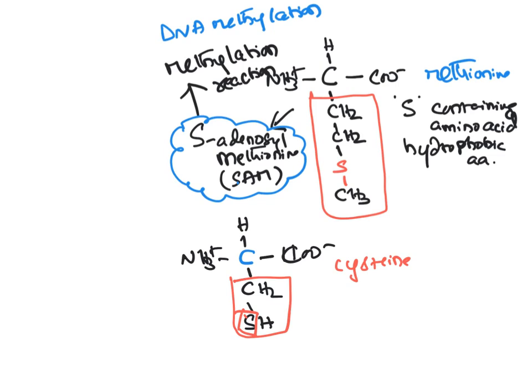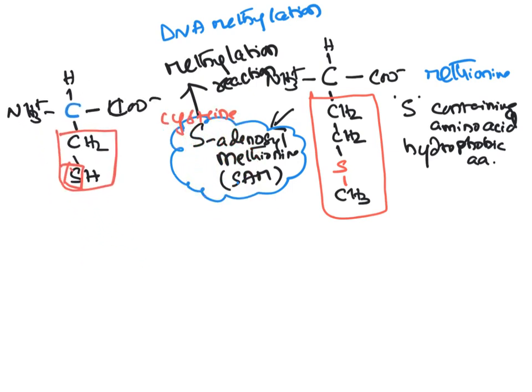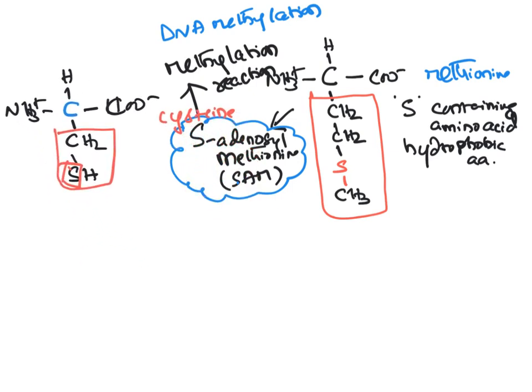It can interact with another cysteine molecule. Let's see how that happens. So let's move this cysteine down here. Also note that cysteine can be written as CYS, like methionine is written as MET. Anyway, how the disulfide bridge is created between two cysteine molecules, let me explain that to you.